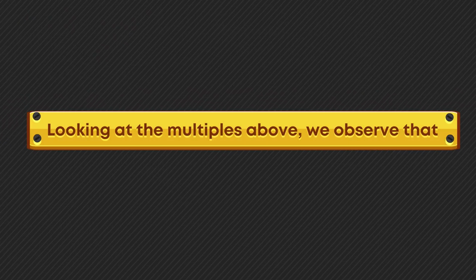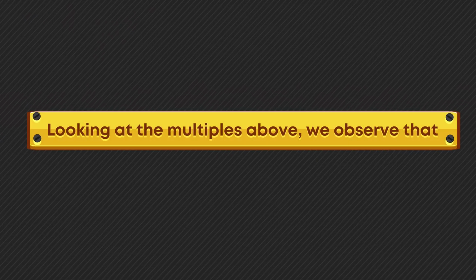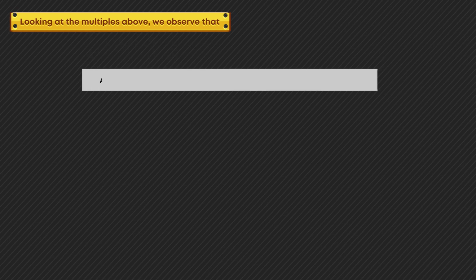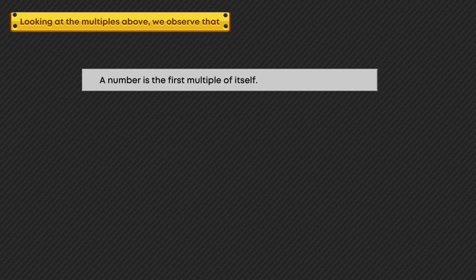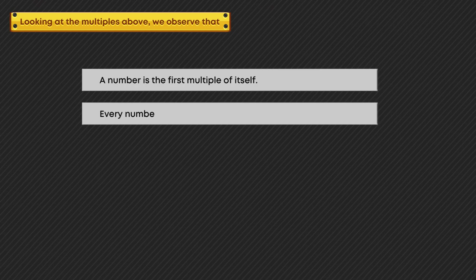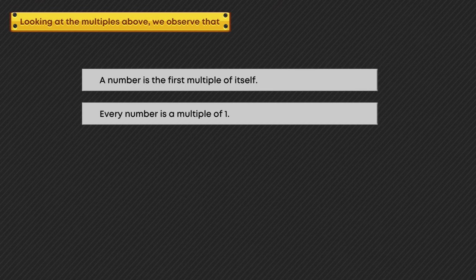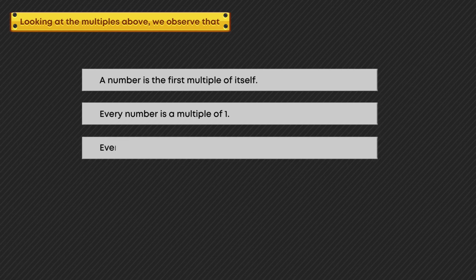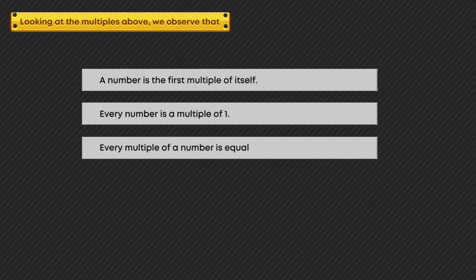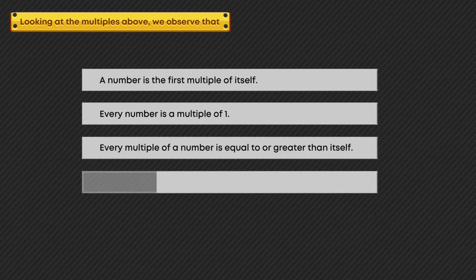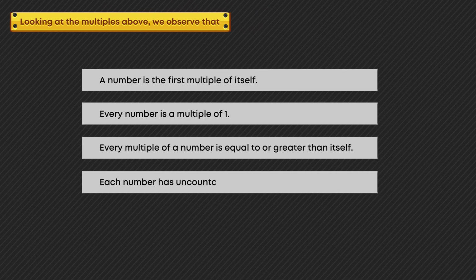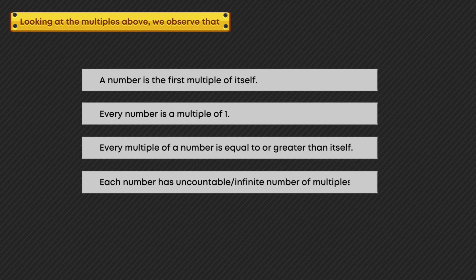Looking at the multiples above, we observe that a number is the first multiple of itself. Every number is a multiple of 1. Every multiple of a number is equal to or greater than itself. Each number has uncountable, infinite number of multiples.